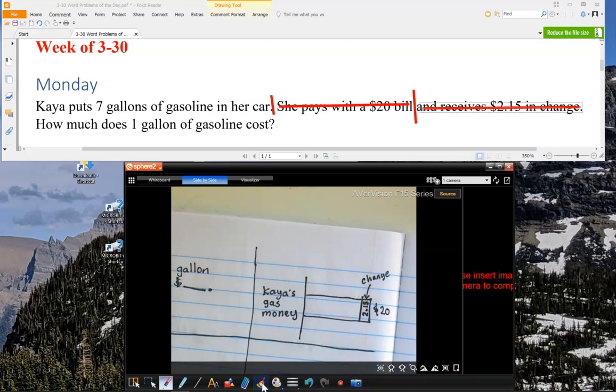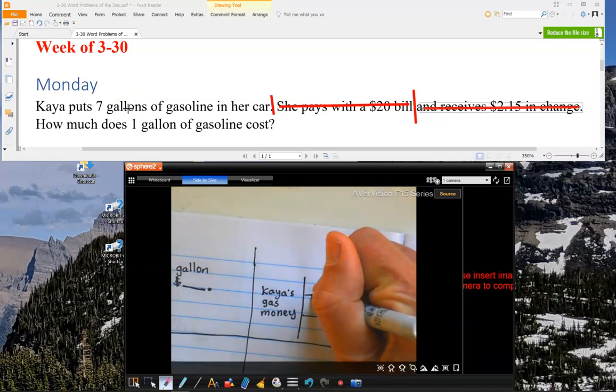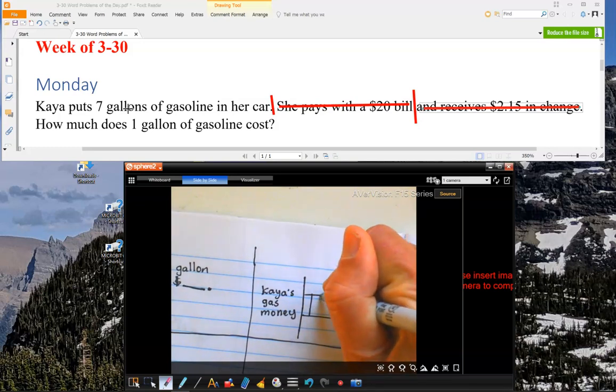So I'm going to go back to my word problem, and I'm going to go back to the beginning where it says Kaya, and I'm going to read that. Kaya puts 7 gallons of gasoline in her car. So what I'm going to do is divide the section that is just the money that she spent into how many parts do you think? If you said 7, you're right. We're going to divide this into 7 equal parts.